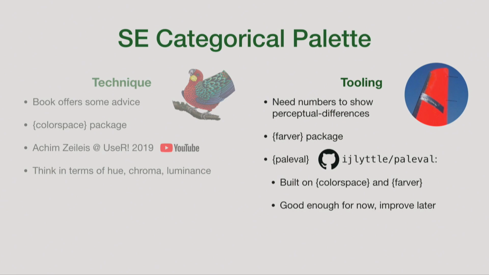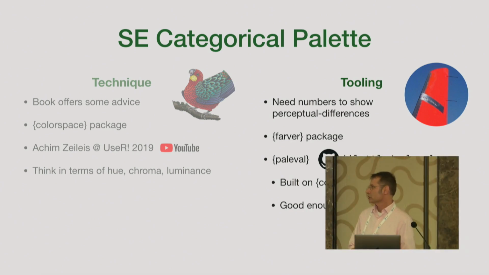And this is available out on GitHub. It's called Palaval, and it's a first sort of mix between colorspace and farver. And in the spirit of the FAA certified duct tape that we see here, it's good enough for now. I hope to improve it later, but it got us through what we needed to do. It's 70% there.